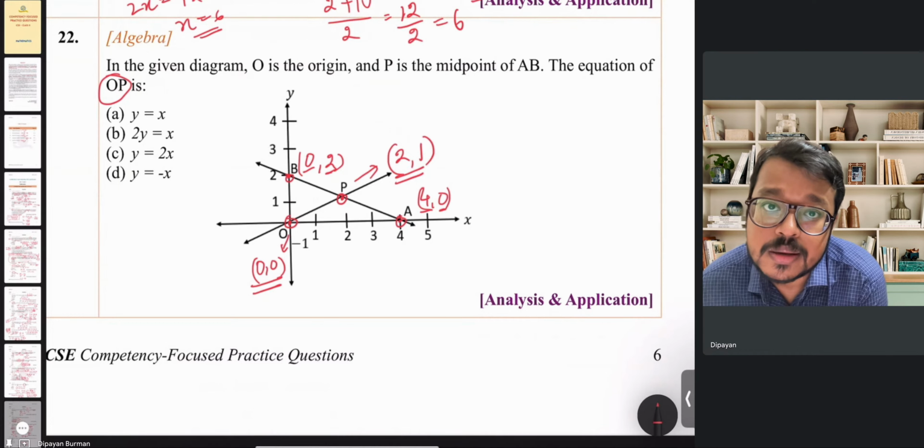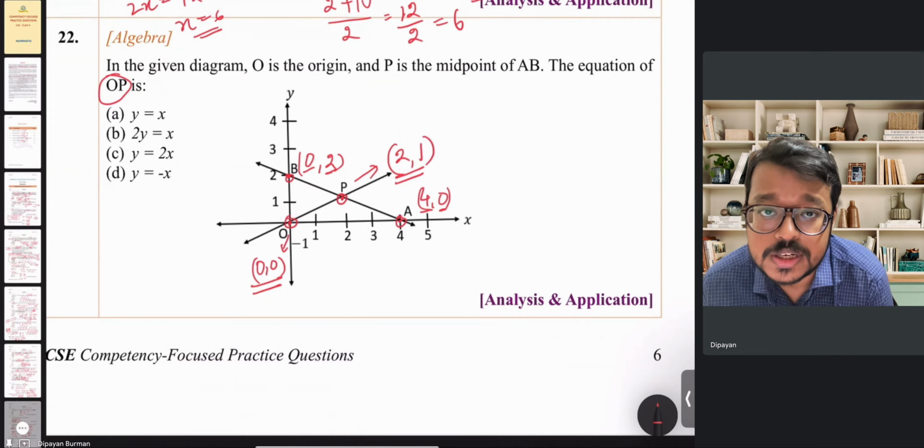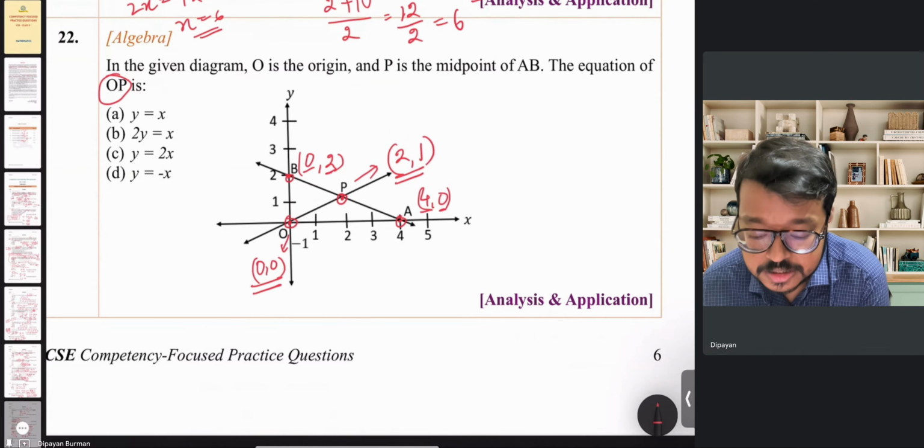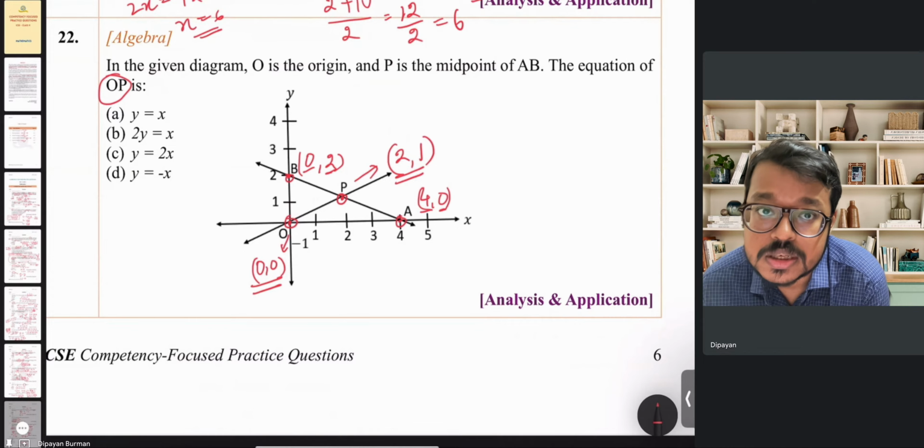So I can think about the two-point form for the equation of a line, which basically is first to find the slope of the line, and then I can choose any one of the points through which the line passes, and then apply point-slope form.